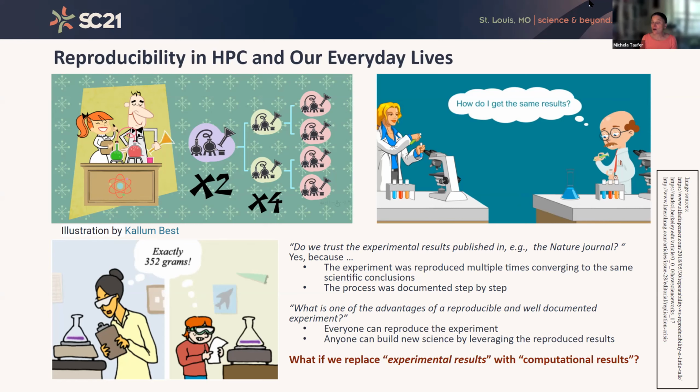So now we have spoken about fields that are not our domain. We have spoken about biology, chemistry, and many other sciences. And we spoke about experimental results. Now let's make a small exercise and replace experimental results with computational results. Results that are targeting a scientific problem, but are generated by a computer, by a supercomputer, like in high performance computing. And so the question repeats itself: do we trust our computational results? And what is the benefit of being able to replicate and reproduce our results?